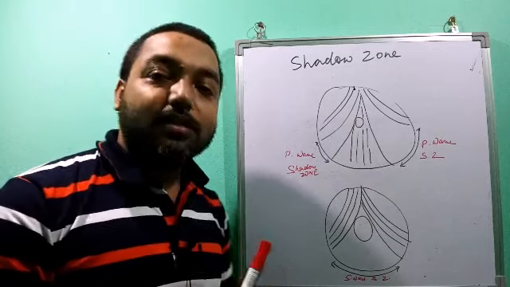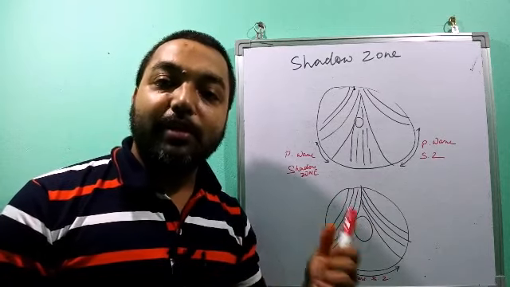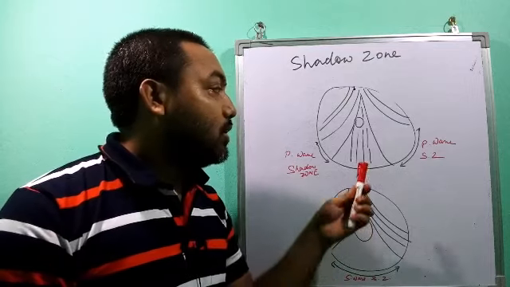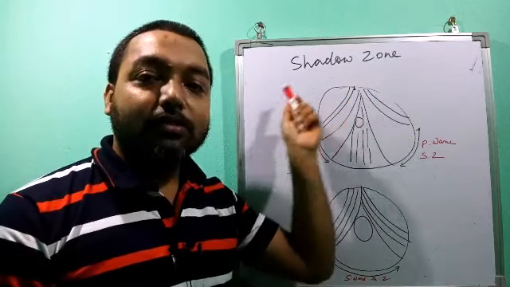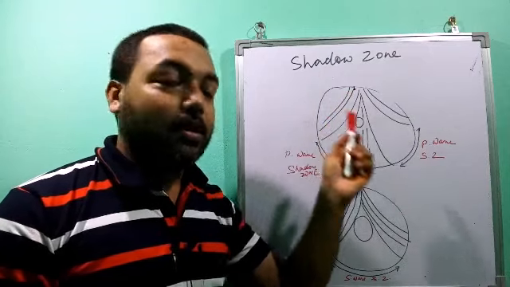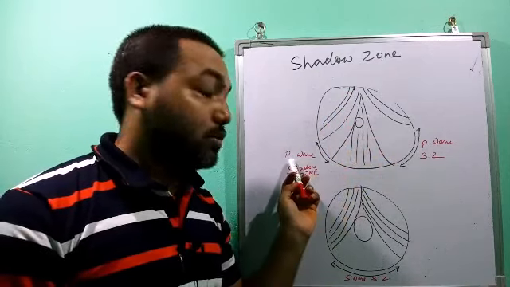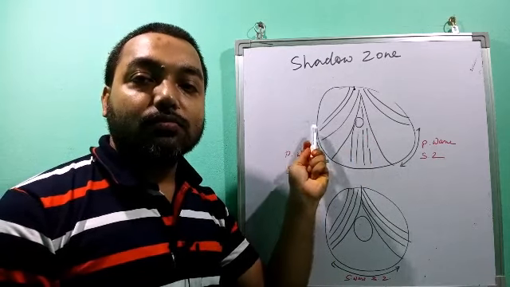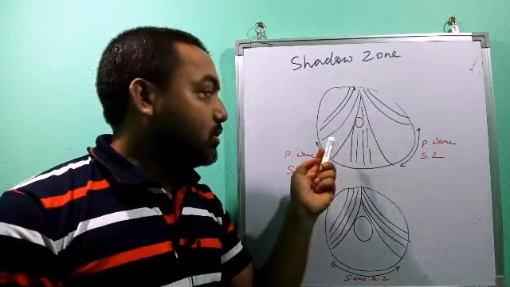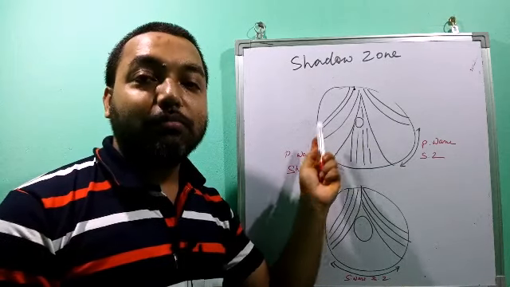So here, for example, the shadow zones are different for S wave and P wave. Suppose this is the epicenter. From here the earthquake waves started spreading. For the P wave, this region will be the shadow zone. This comes under a certain degree. So these two regions will be the shadow zone of the P wave.